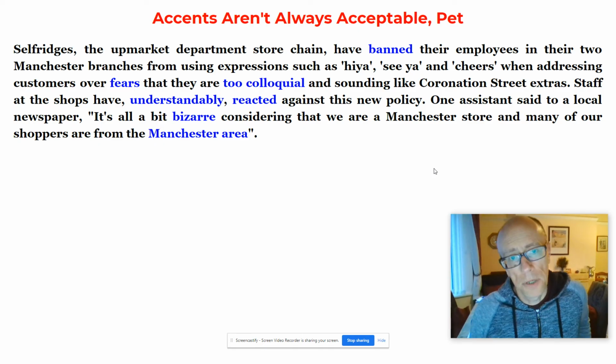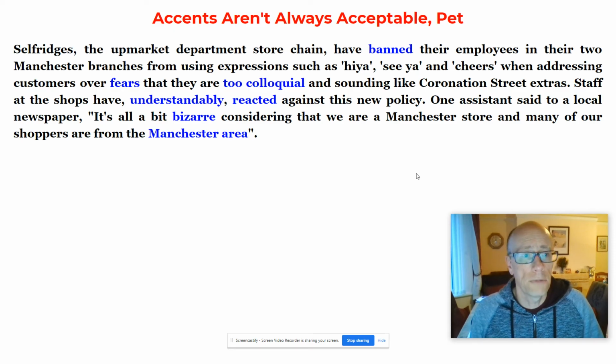Selfridges, the upmarket department store chain, have banned their employees in their 2 Manchester branches from using expressions such as hiya, see ya, and cheers when addressing customers over fears they are too colloquial and sounding like Coronation Street extras. Staff at the shops have understandably reacted against this new policy. One assistant said to a local newspaper, "It's all a bit bizarre considering we are a Manchester store. Many of our shoppers are from the Manchester area."